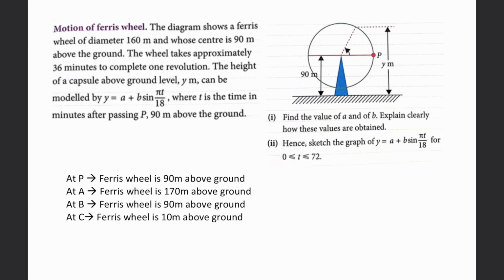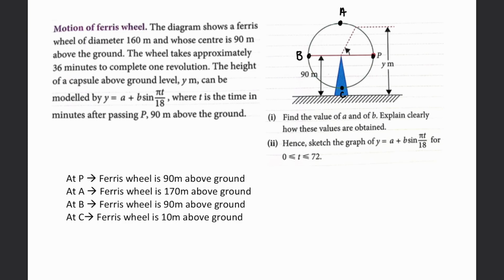Let me label some points. P is given here. Let me label the maximum point as A, and then this point as B, and the lowest point at C. Our Ferris wheel is actually going anti-clockwise. So we can see that at P, the Ferris wheel is actually 90 meters above the ground. As it goes up to A, it is 170.